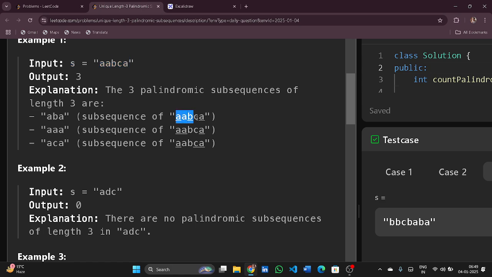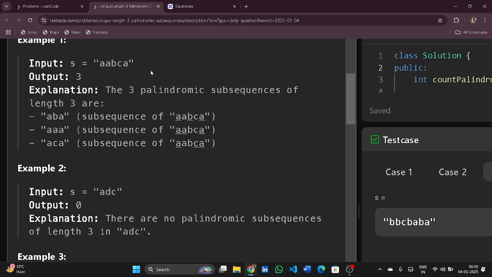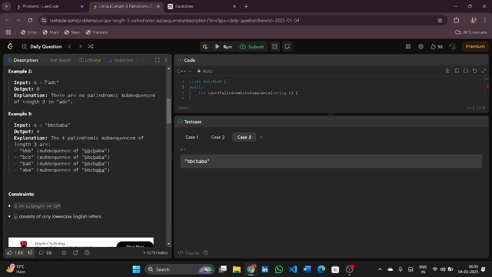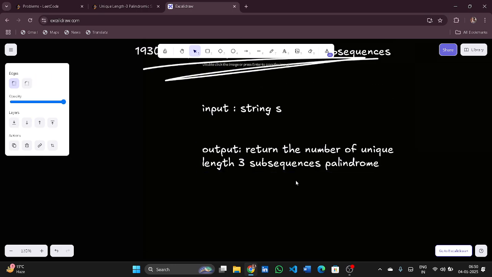Here one A, here one B and A: A, B, A. And triple A, and A, C, A. So this is another example, ADC, and there are no palindromes, so the output is 0. Then BBC, BA. Now there are four palindromic subsequences, but let me explain how you can find the length 3 palindromic subsequence.